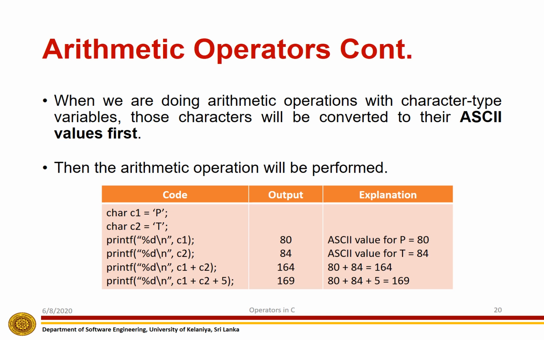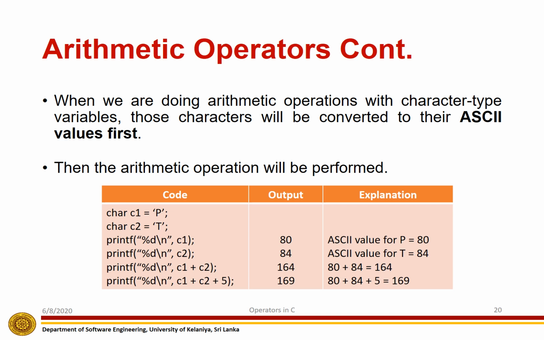There are 2 character type variables, c1 and c2. Capital P is assigned to c1 and capital T is assigned to c2. So first I have printed the ASCII value for capital P, c1 equal 80. Then c2 equal 84. Those are the ASCII values for capital P and capital T.